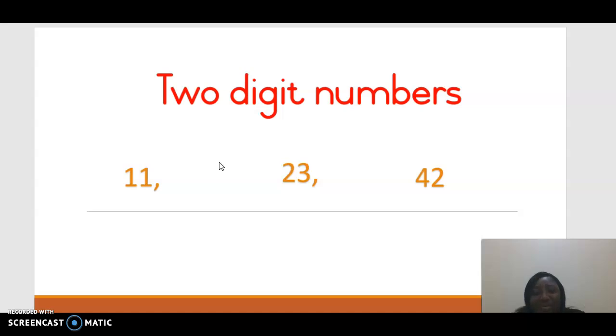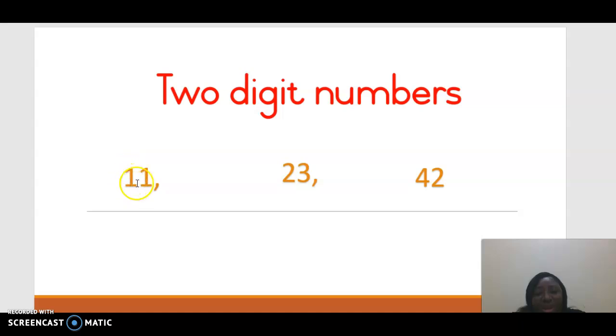Let's start with what are two-digit numbers. Have a look at what I have here. You know what this number is. If you said 11, you're correct. What about this? 23, amazing. And over here, I've got a much bigger number, 42. You will notice that all the numbers I have written out here are numbers that have got partners. They're numbers that are not standing alone. They're numbers that are friends with another number.